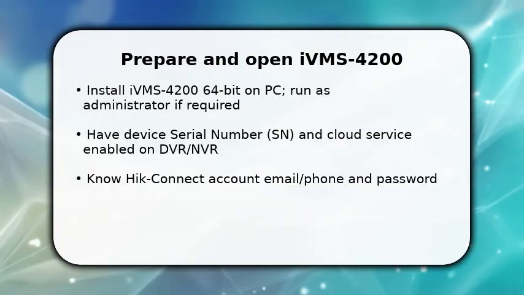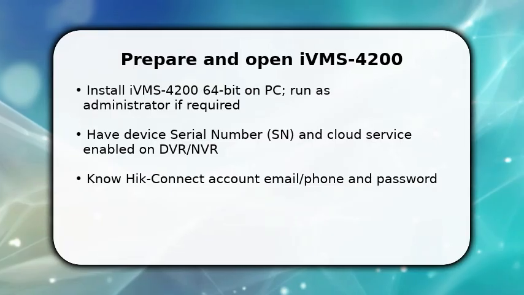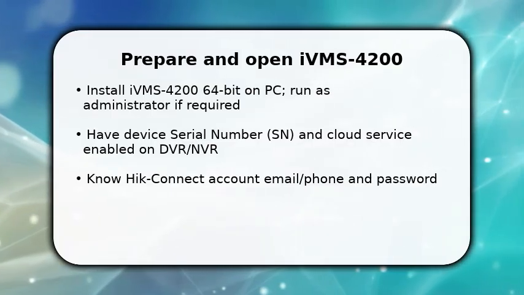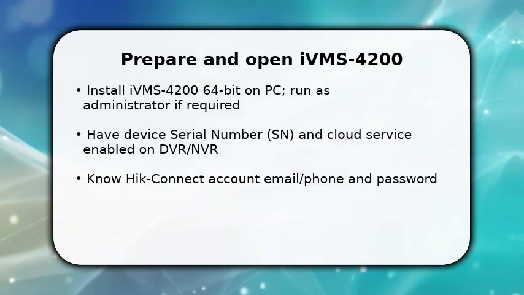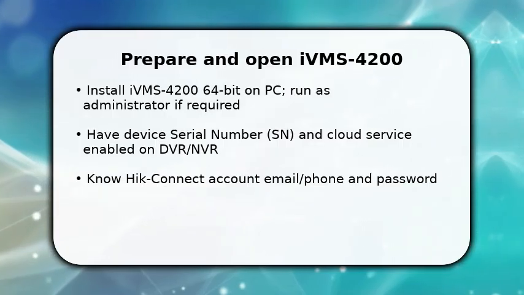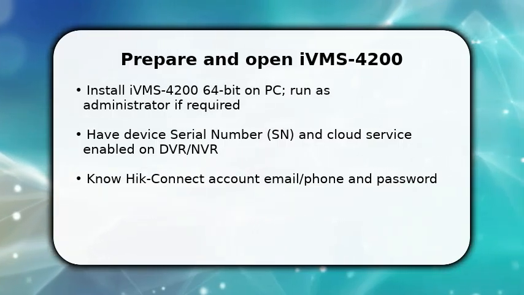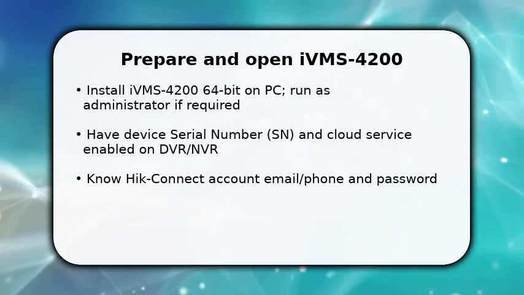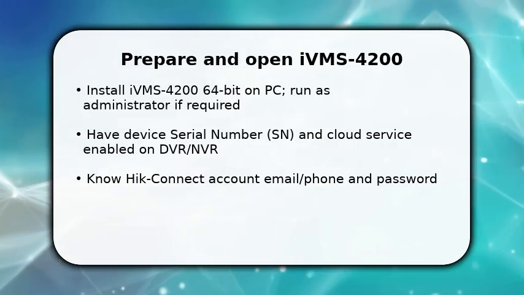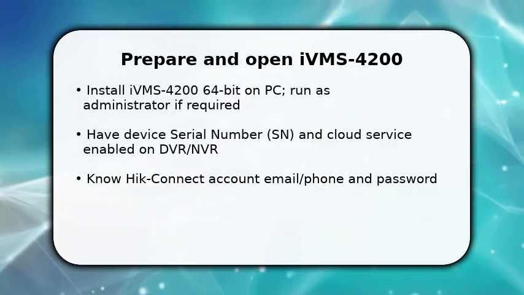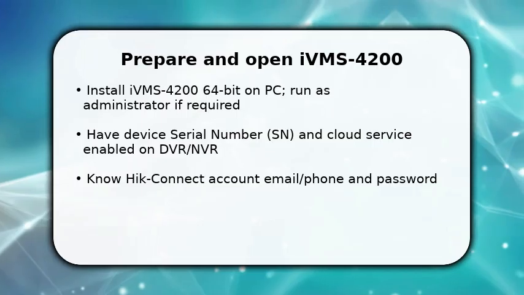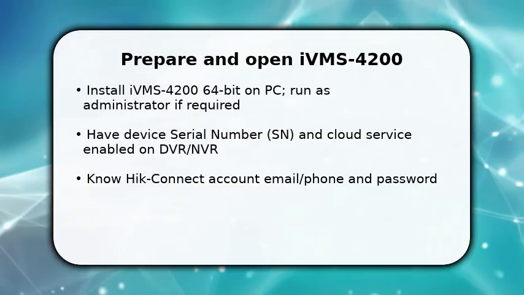You start by installing and launching the Hikvision IVMS 4200 desktop client. This is the only reliable PC method for live viewing. Once open, sign into your Hik Connect account so the client can sync cloud devices. Make sure your recorder's cloud service is enabled and you have the device serial number handy. It's required to add the device.